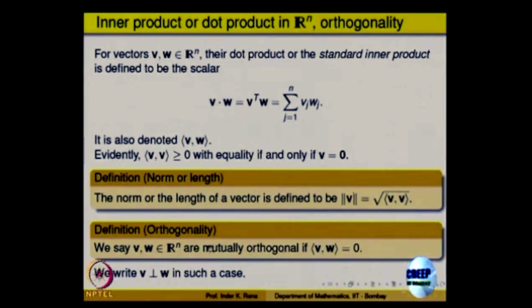Two vectors in Rn are mutually orthogonal if the dot product, or the inner product, between them is equal to 0. Same definition carried over now. If v is perpendicular to w, then w also is perpendicular to v, because this multiplication is commutative. Whether you write the inner product of v with w or of w with v, it is the same, so it does not matter. So this is symmetric: v perpendicular to w is the same as w perpendicular to v.